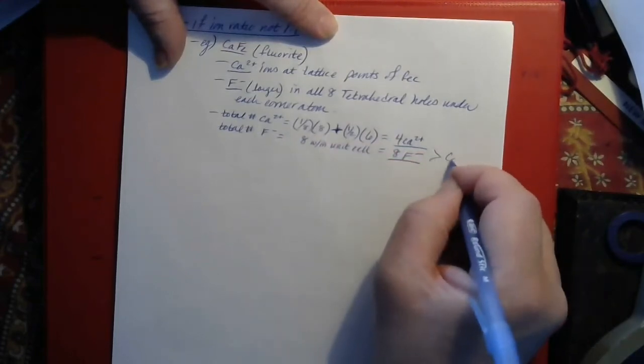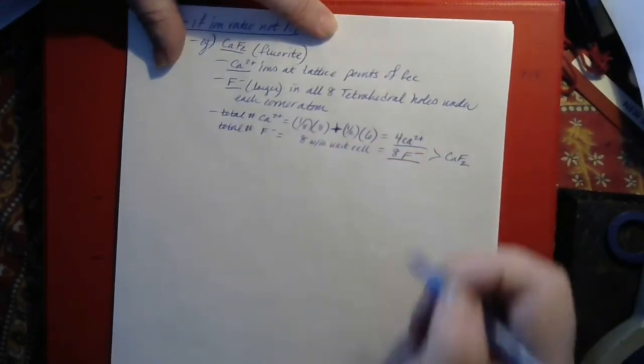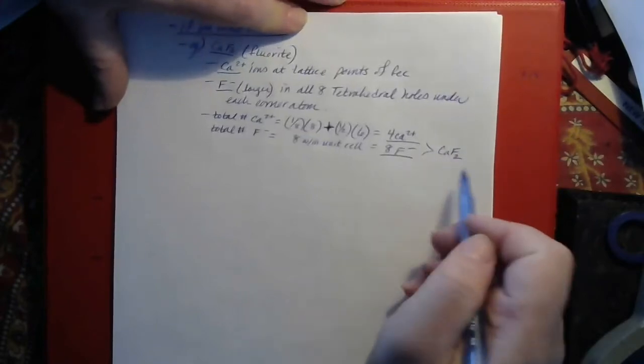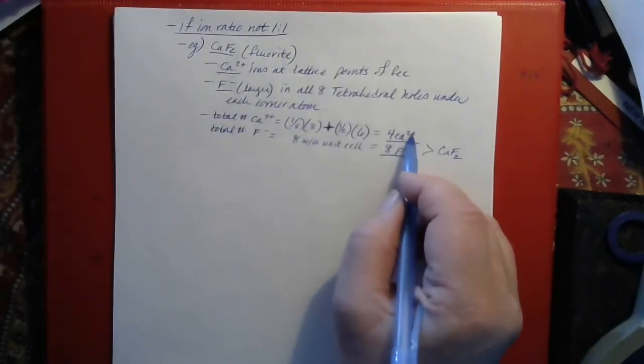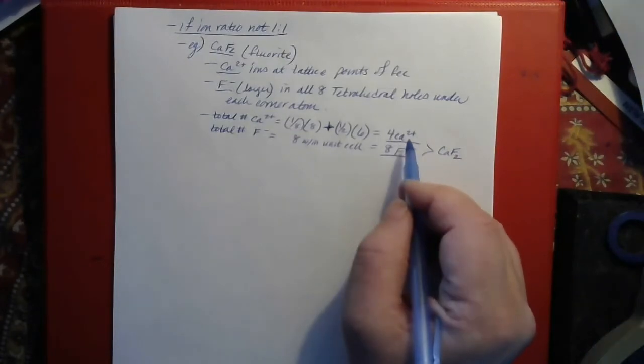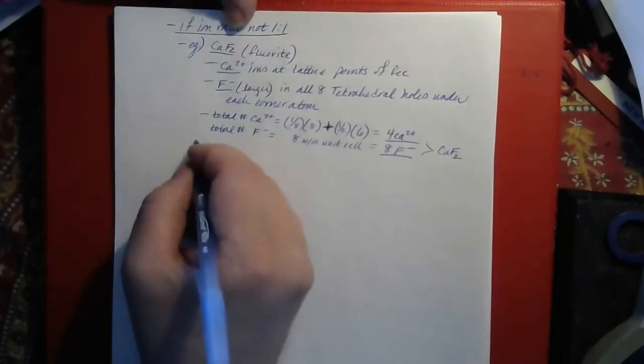And here you get a 2-to-1 ratio, which overall is CaF2. It's charge neutral because you've got 8 negative charges and 4 times 2 or 8 positive charges. And so that's your arrangement.